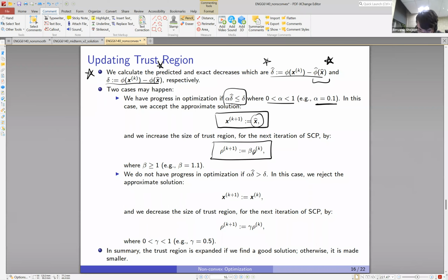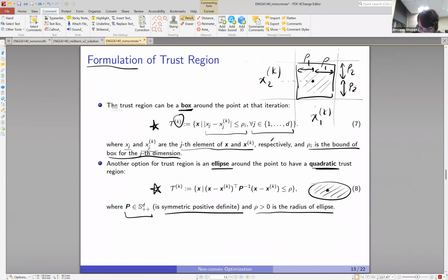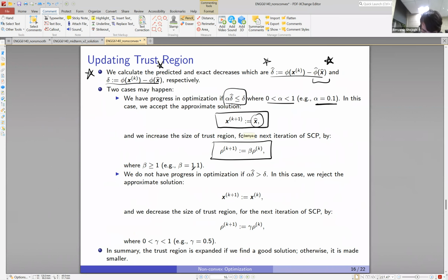So multiply this. Do you remember rho was the size of trust region, either in the box or in the radius of the quadratic trust region, right? Here or here. So expand rho, it means that enlarge the trust region. It's good. It's trustworthy. Let's enlarge that.